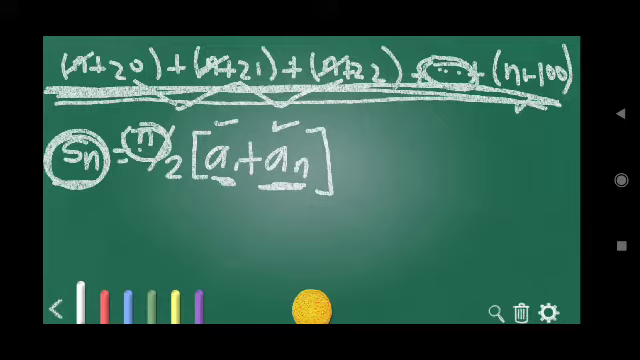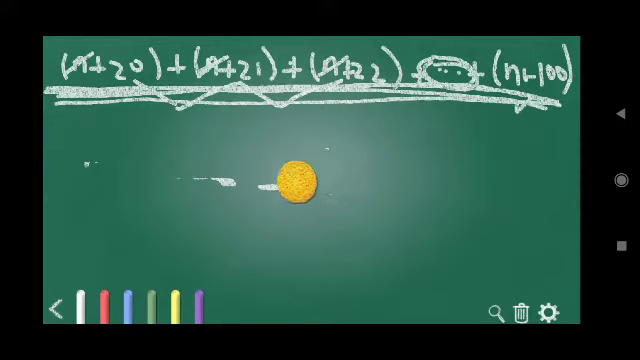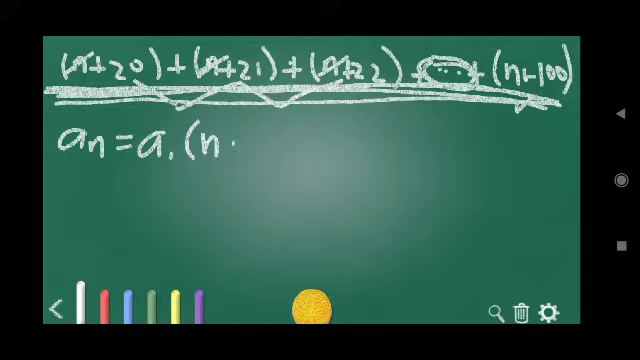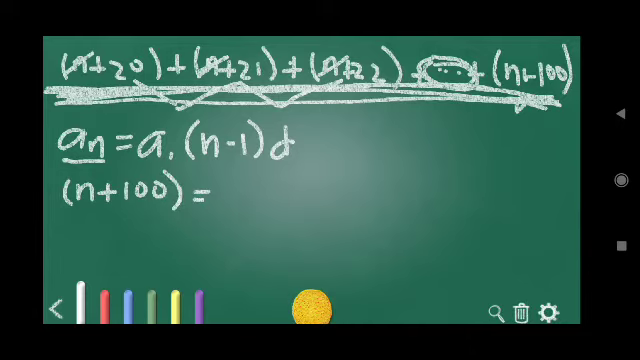Now, fortunately for us, we have the formula for finding the nth term of an arithmetic sequence, which is a sub n equals a sub 1 plus (n minus 1) times d. Now, the a sub n is your last term, which is n + 100. We have it, so we substitute n + 100. Your a sub 1 is your first term, which is n + 20. We also have it.